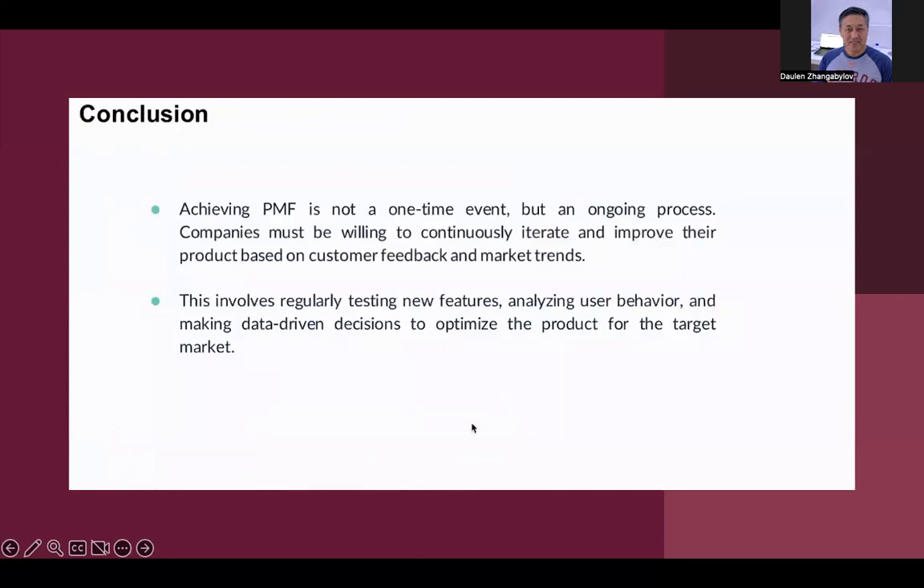Okay, and last slide, last conclusion. Today we have a very short presentation. Achieving PMF, product market fit, is not a one-time event. It's an ongoing process. So companies need to be willing to continuously iterate and improve their product based on customer feedback and market trends. So we continuously check our data. This involves regular testing of new features, analyzing user behavior, and making data-driven decisions to optimize the product for the target market. Yeah, that was my last slide.